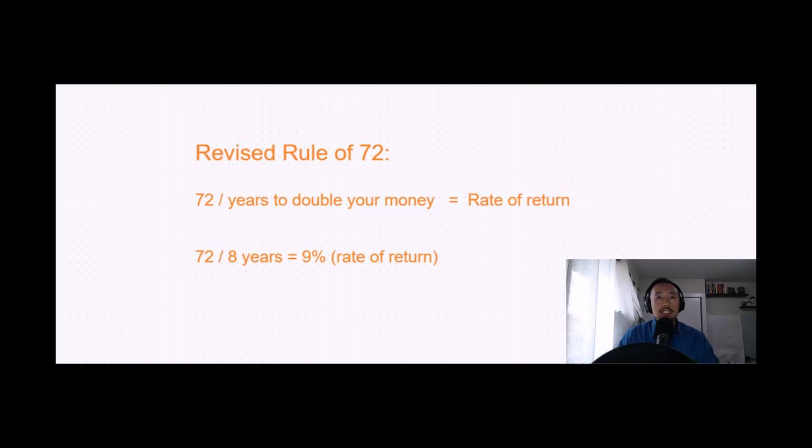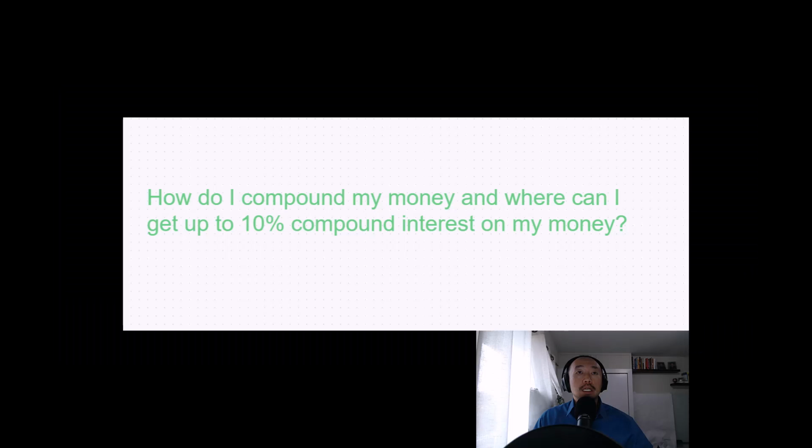As you can see, when you take 72 and divide by the number of years, then it says to double your money in 8 years, you'll need a rate of return of 9% compounded every year for 8 years.